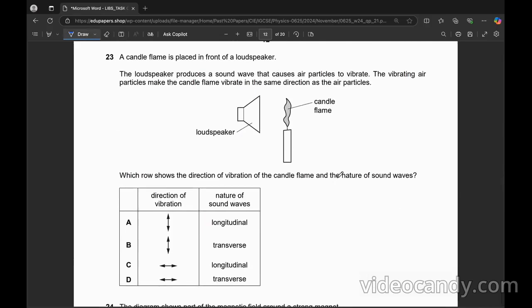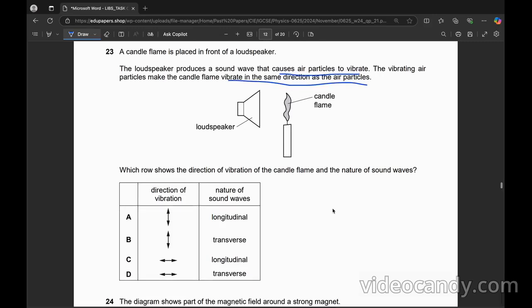23. A candle flame is placed in front of a loudspeaker. The loudspeaker produces a sound wave that causes air particles to vibrate, and the vibrating air particles make the candle flame vibrate in the same direction as the air particles. Which row shows the direction of vibration of the candle flame and the nature of sound waves?